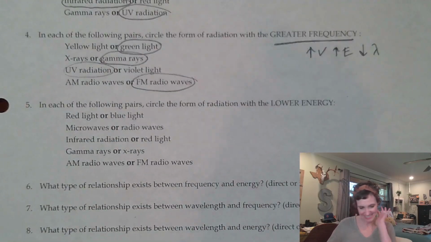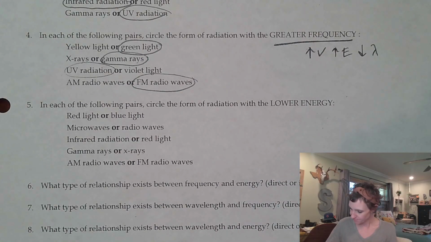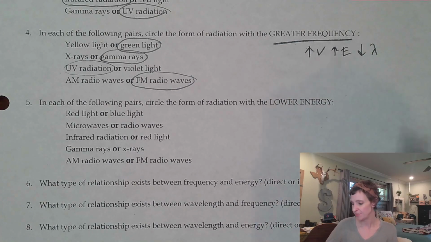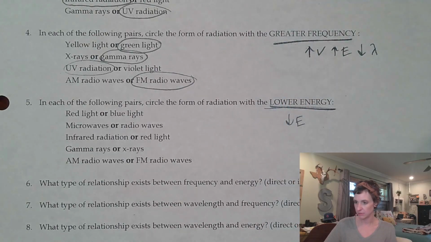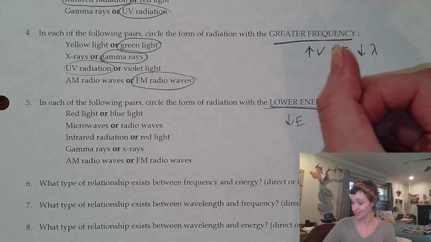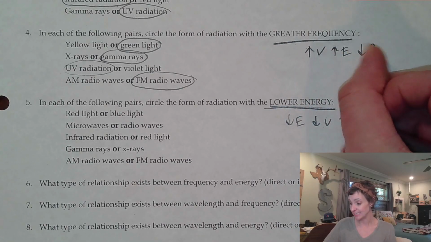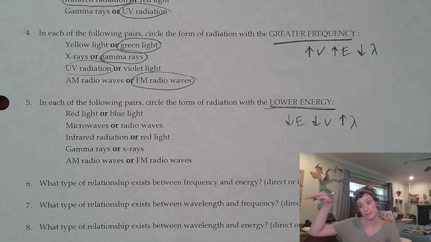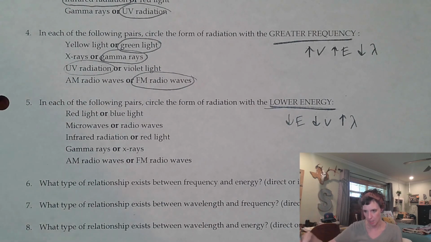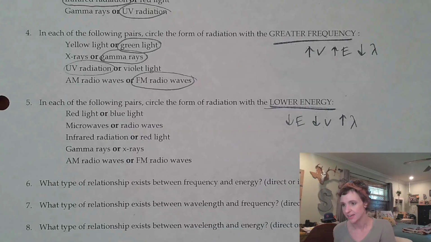Okay, see this next one together, which I absolutely love. It says, in each of the following pairs, circle the form of radiation with the lower energy. So lower energy looks like pow, low energy, right? Low energy also means low frequency. It also means a long wavelength. So you're already visualizing in your spectrum, oh my gosh, we're focusing on this end of the spectrum where things are like real sluggish and lazy looking, okay?